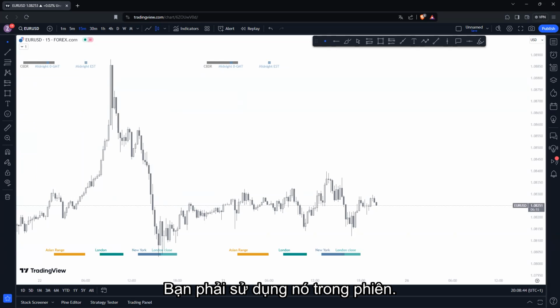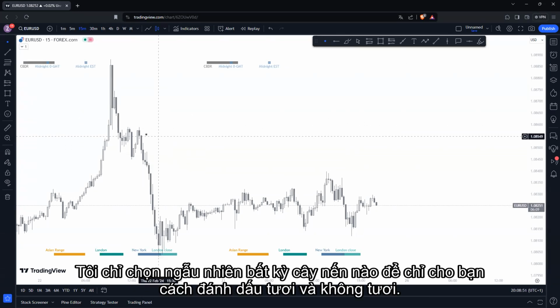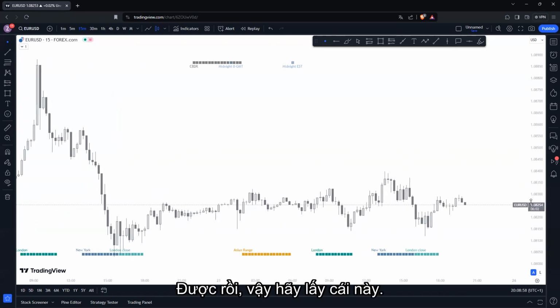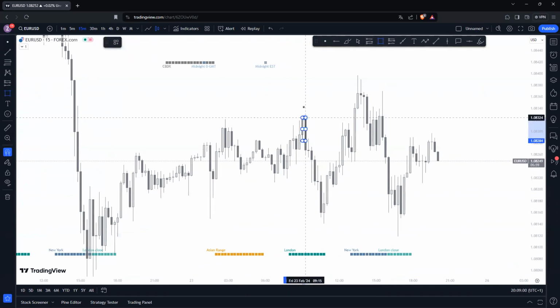Do you have to use it during the session? Yes, you have to use it during the kill zone. Why didn't you select the candle before? I'm just picking any random candles to show you how to mark fresh and unfresh. I'm not picking the ones that reacted or failed. I don't care. Okay, so let's take this one.